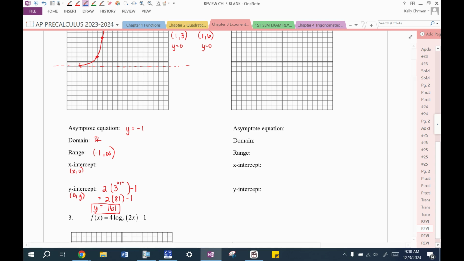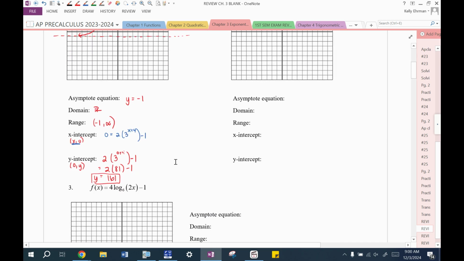And then the x-intercept is when y is 0. So you're setting this equation equal to 0: 2 times 3 to the x plus 4, minus 1. So this is just an exponential equation to solve. Now that we've done this with equations, we can apply it to our graph. So I would add 1, divide by 2. So now it's 1/2 equals 3 to the x plus 4. I would log base 3 both sides and subtract 4. You can put the minus 4 at the end. I just put it out in front. So whatever that is, that's the x-intercept.